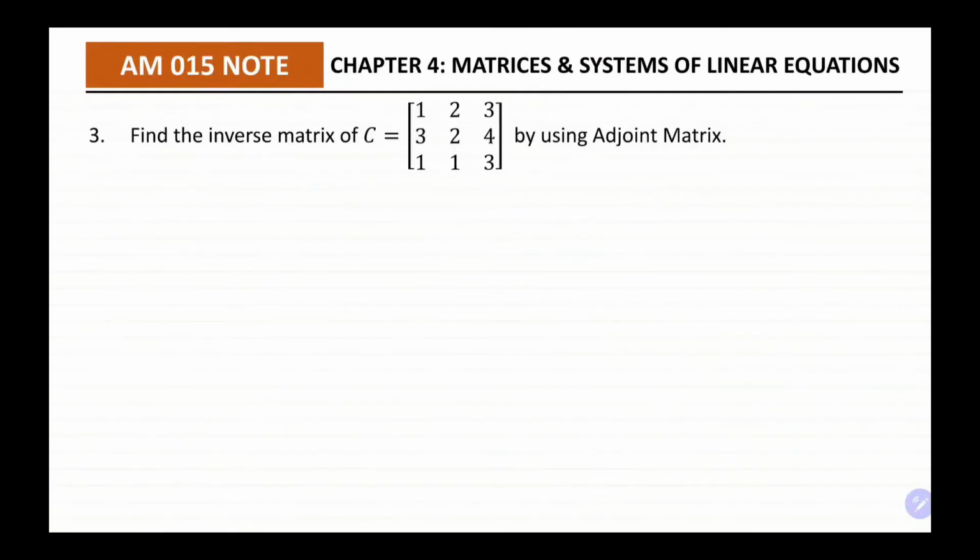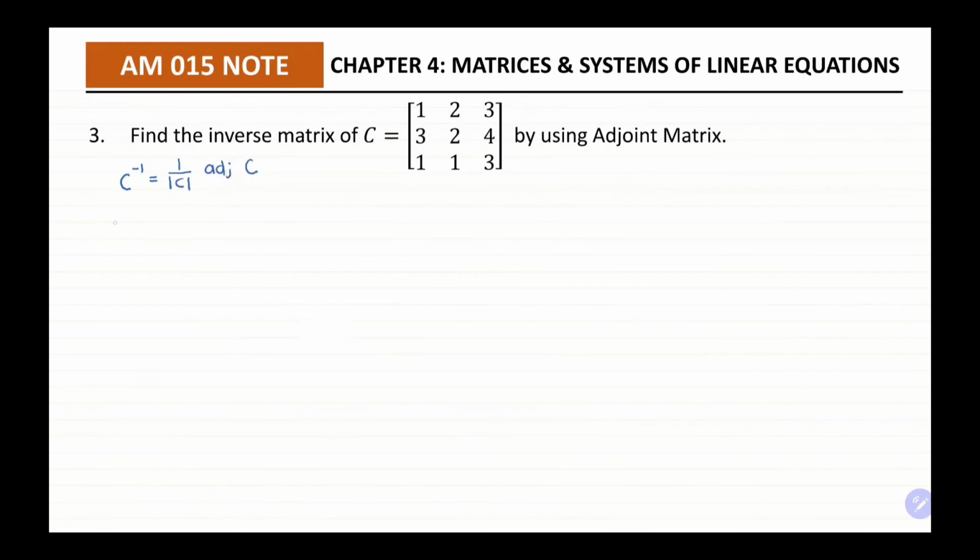Okay, we continue, question number 3. Find the inverse matrix of C, this one 3 by 3, by using adjoint matrix. Okay, untuk bagi kamu lagi terror, kita buat lagi soalan inverse untuk 3 by 3 by using adjoint matrix. Okay, formula for C inverse: 1 over determinant for C times adjoint C.